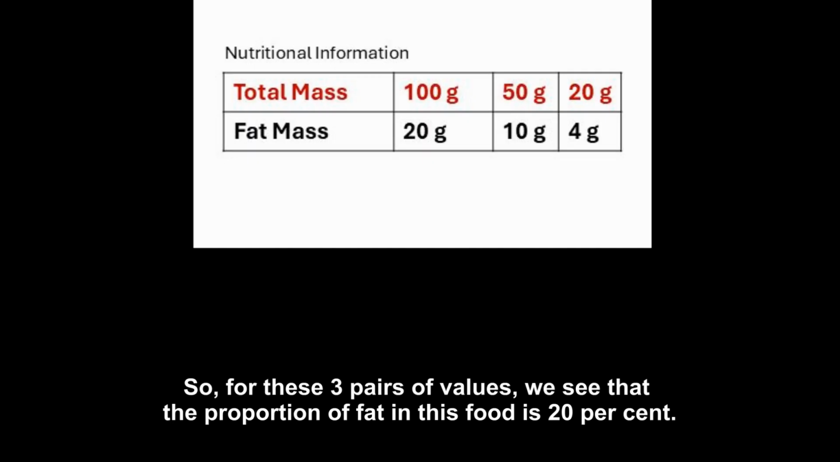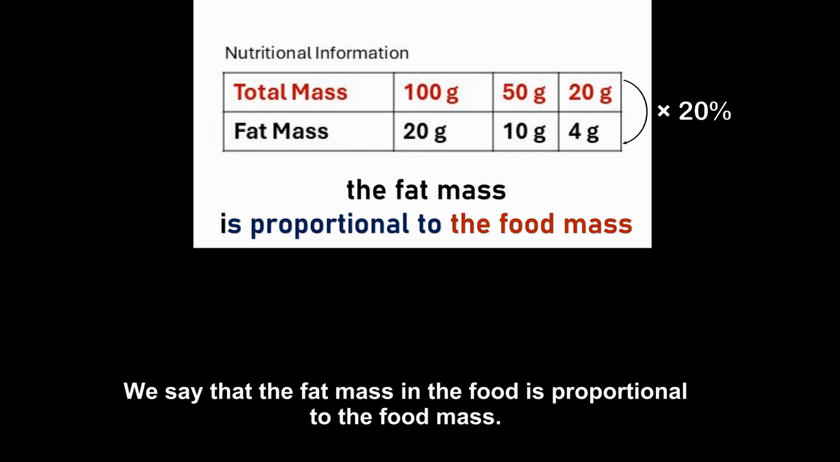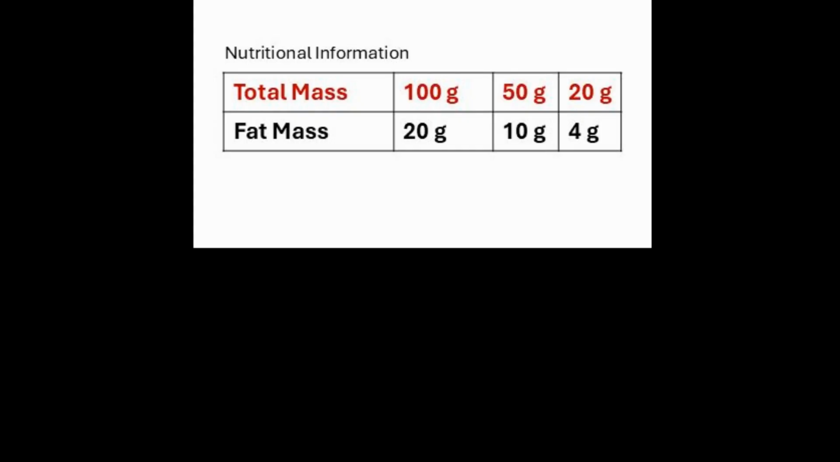So for these three pairs of values, we see that the proportion of fat in this food is 20%. We say that the fat mass in the food is proportional to the food mass.